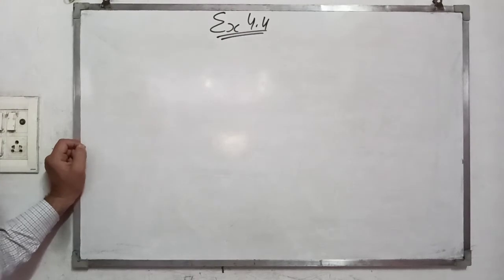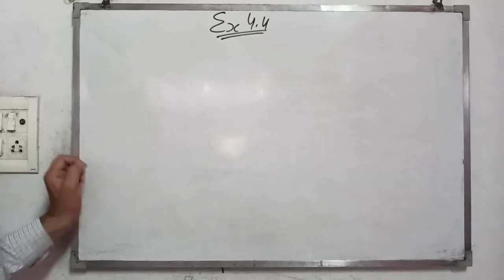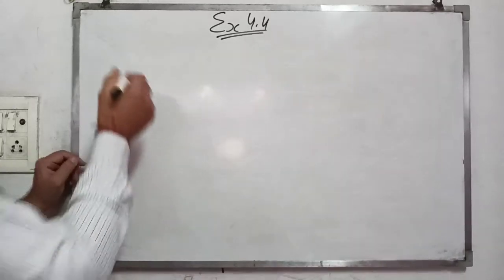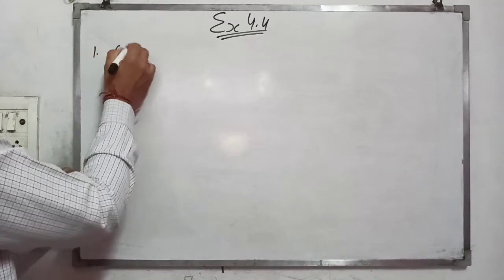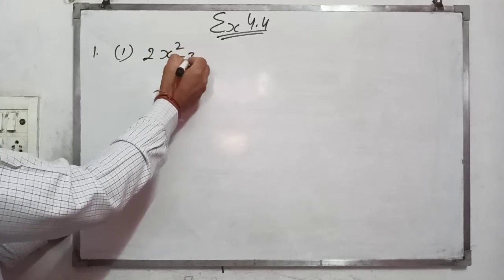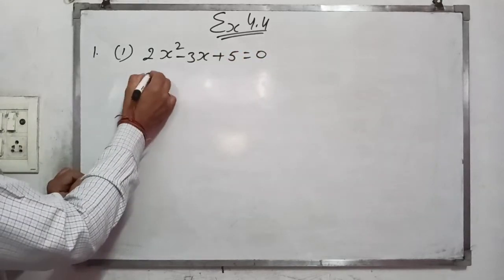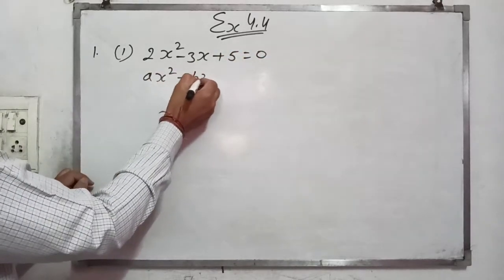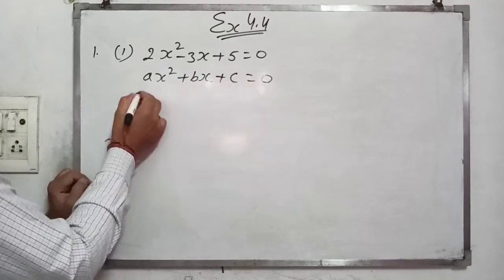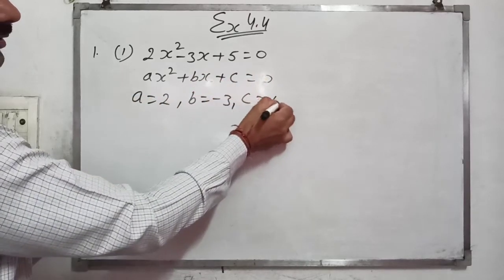The first question is, find the nature of the roots of the following quadratic equations, and if the real roots exist, find them. Question number 1, part 1: 2x square minus 3x plus 5 equal to 0. So ax square plus bx plus c equal to 0, so a equal to 2, b equal to minus 3 and c equal to 5.